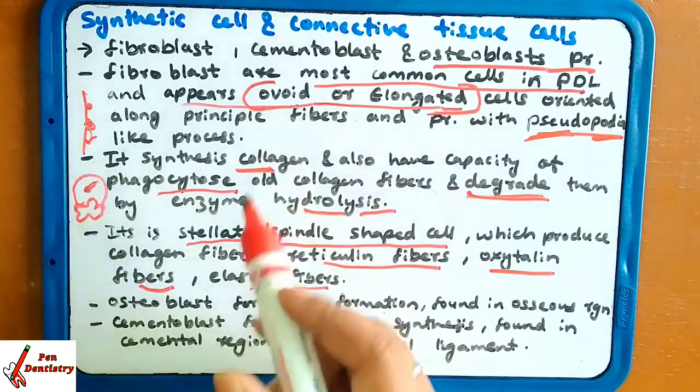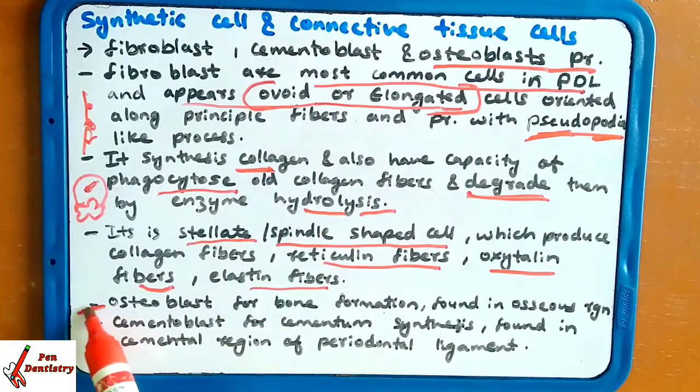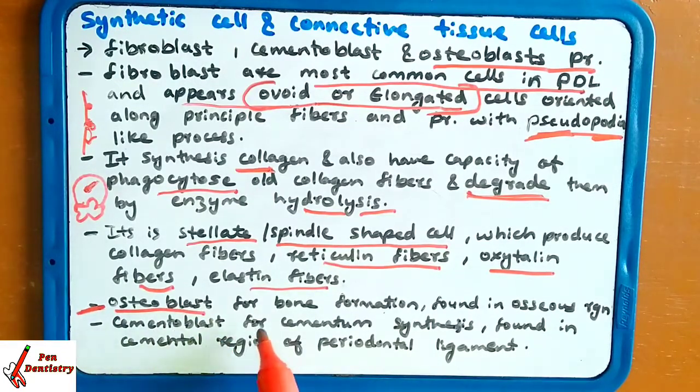Now we are going to see the osteoblast. Osteo means bone and blast means formation. It is present for bone formation and is found in the osseous region. Cementoblast is for cementum synthesis, found in the cemental region of the periodontal ligament. These were the synthetic cells of the periodontal ligament.